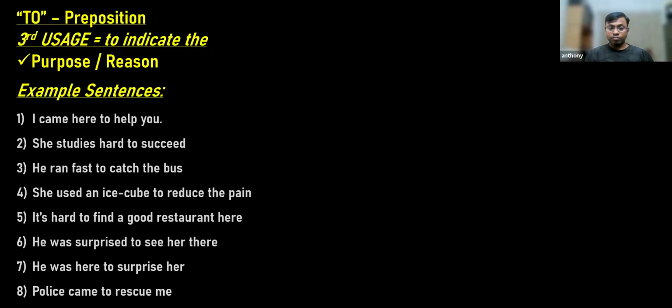So in such cases, He was here because to surprise her: wrong. Police came because to rescue me: wrong. I came here to help you. I came here because to help you: wrong. So just the grammar changes. I came here since to help you: wrong. I came here to help you. So since is there, because is there, to is there, to mention the reasons in different sentences.